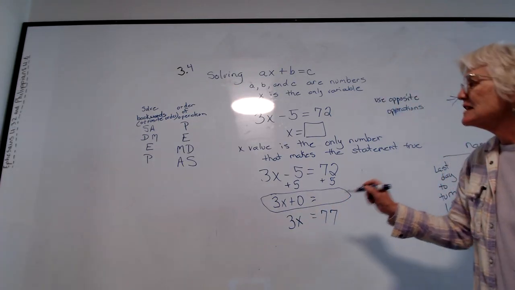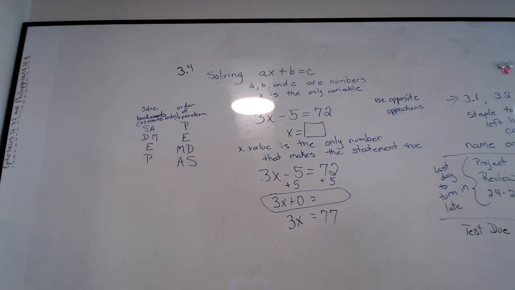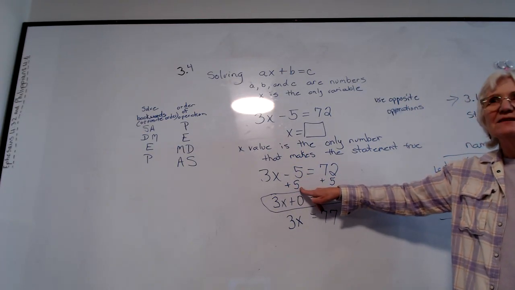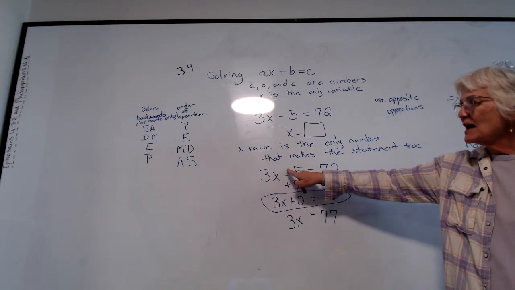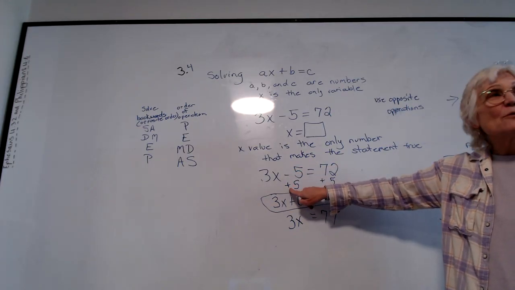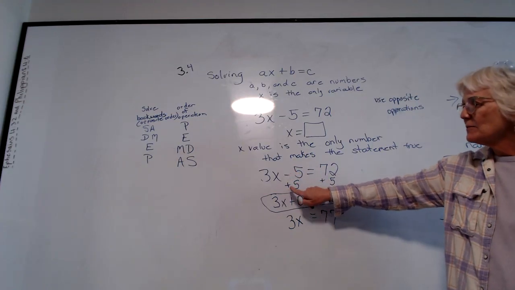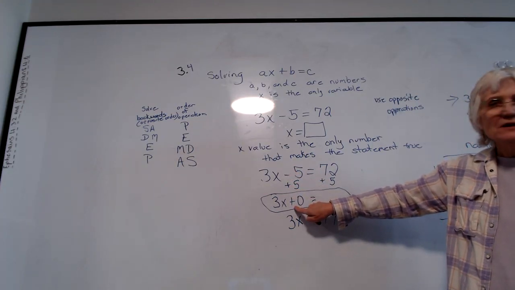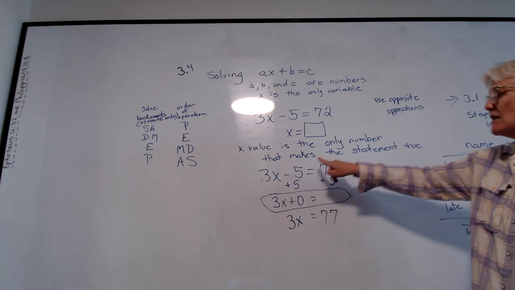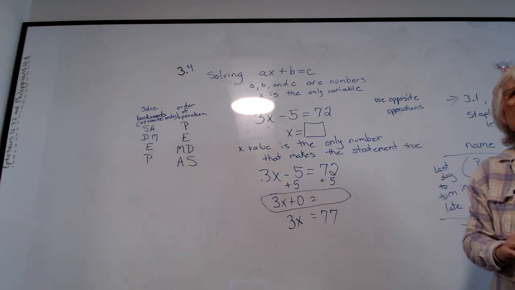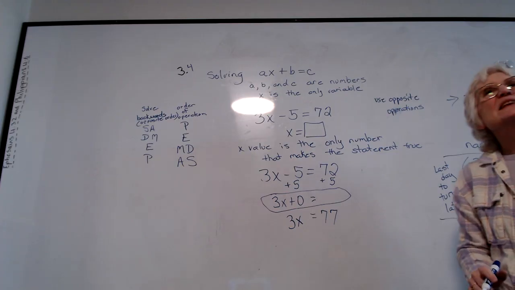So the first thing was to get rid of whatever was added or subtracted by doing the opposite operation. Notice this is subtracting 5, this is adding 5. I got rid of the negative 5 by adding 5, because a negative 5 and a positive 5 make 0. So since I added 5 here, I have to also add 5 here. I will keep them the same. So now we divide.